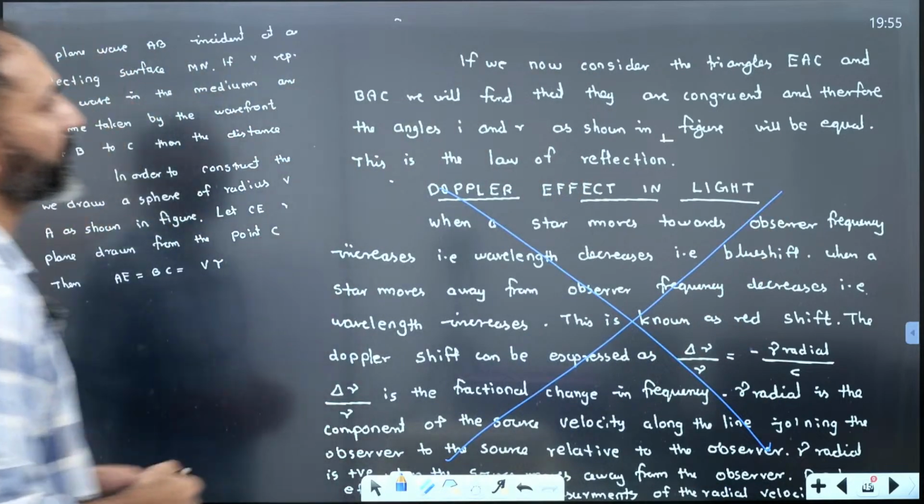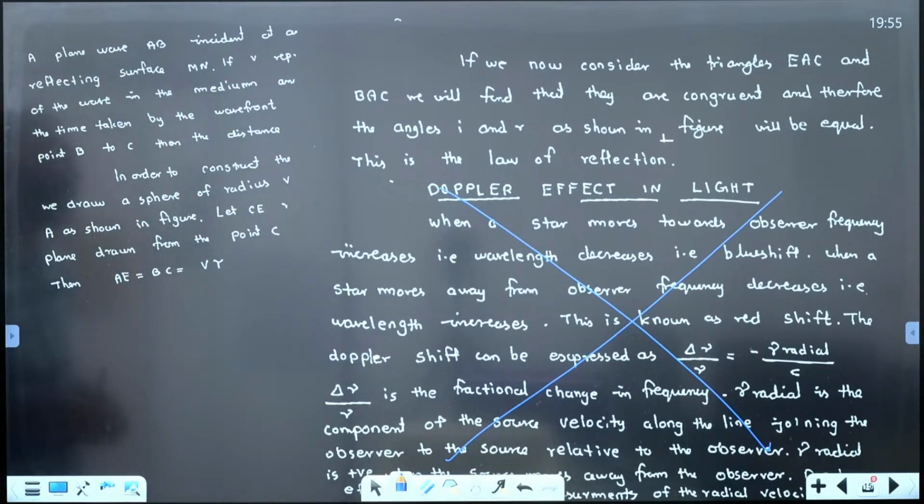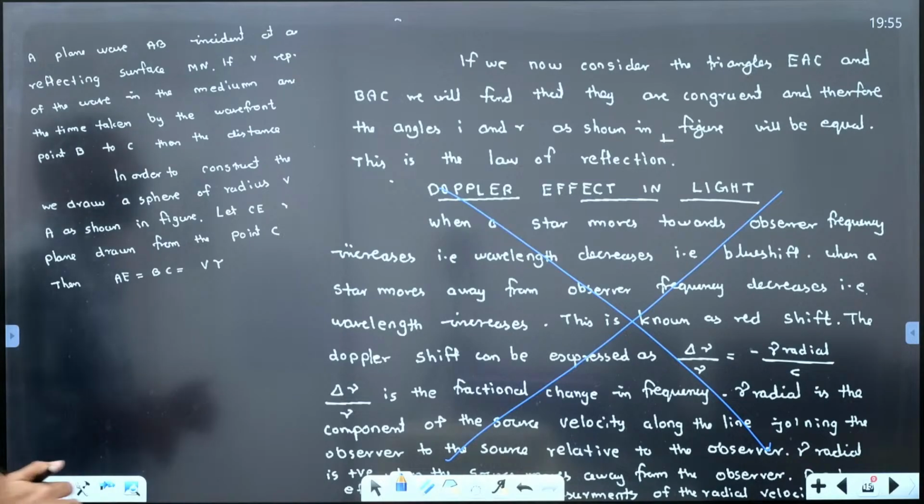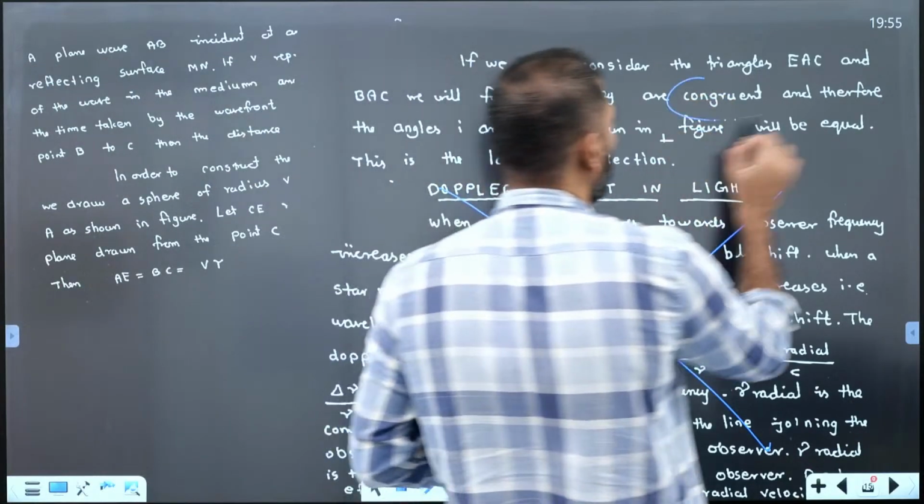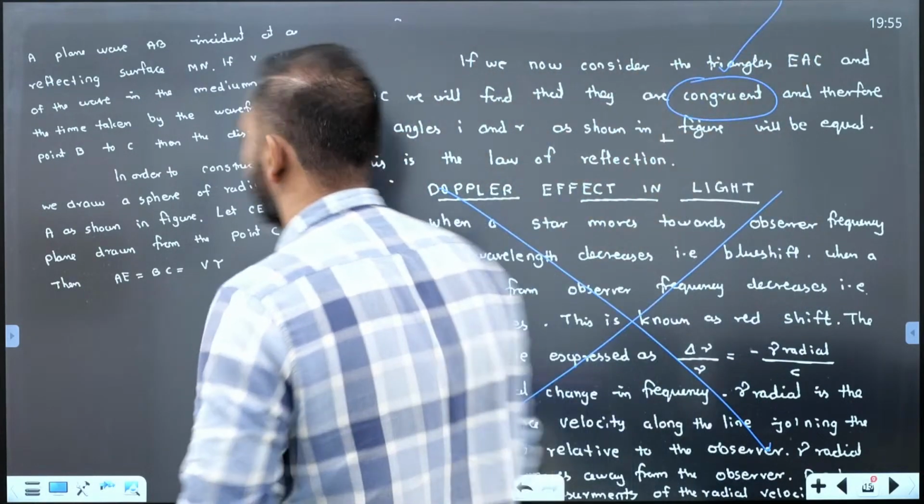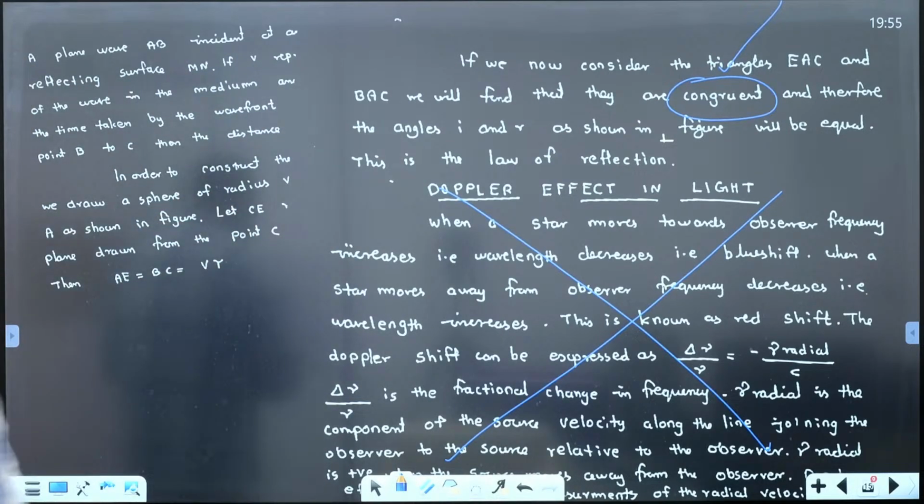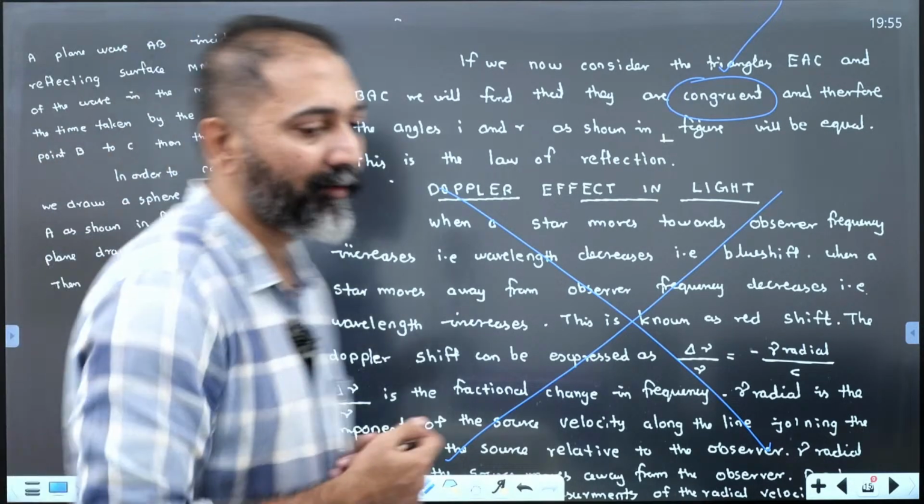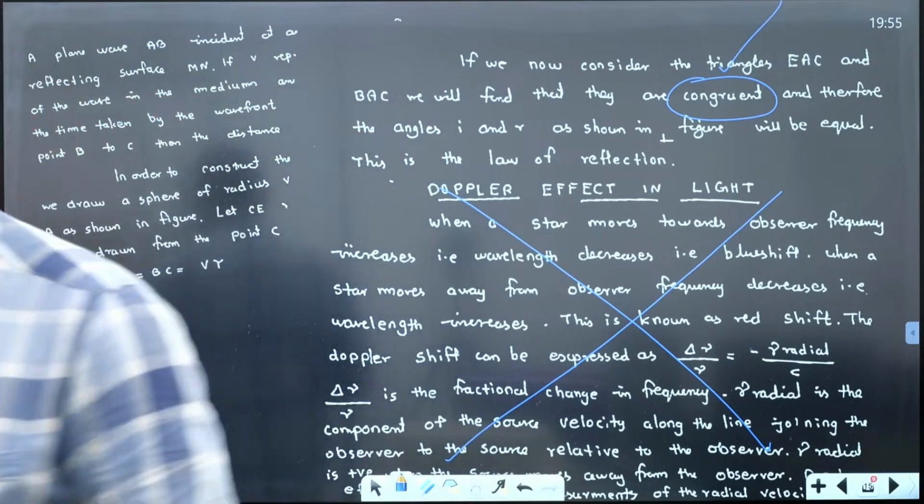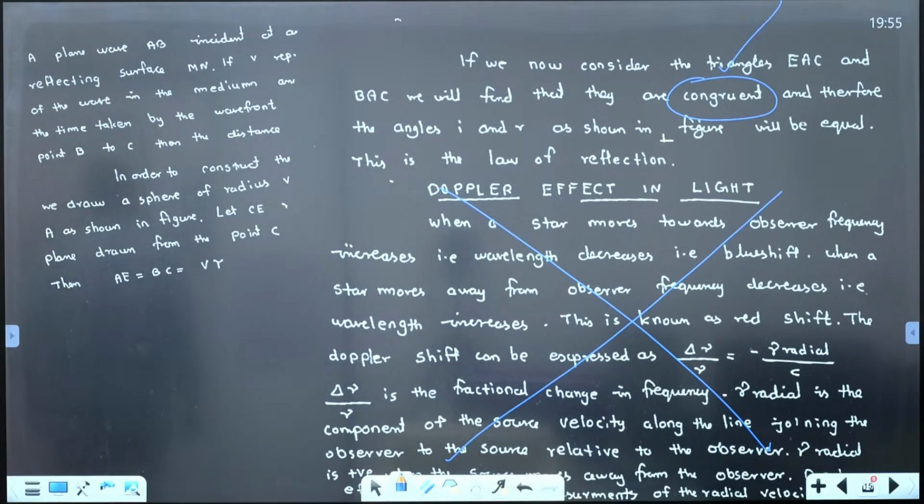If we now consider the triangles EAC and BAC, we will find that they are congruent triangles, and therefore the angles I and R shown in the figure should be equal. That means angle of incidence is equal to angle of reflection. This is the law of reflection.